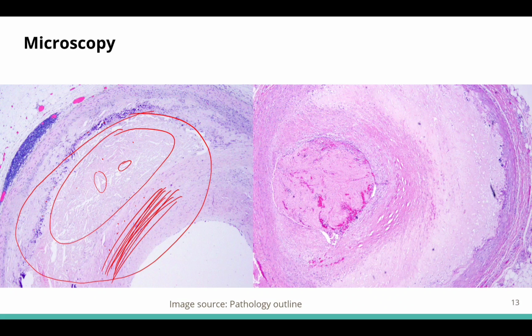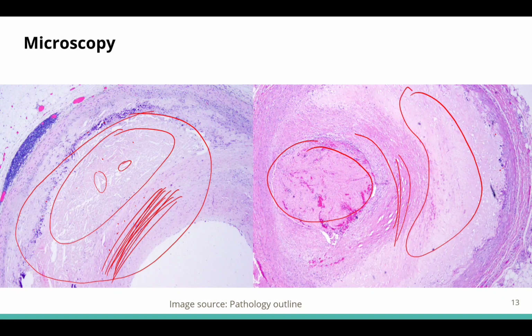In the other figure, this is also an H&E stained figure, but the difference is here you can see there is thrombus formation in the lumen, which is occluding the lumen altogether. This is the fibrous layer, and this is the lipid core and calcific debris.